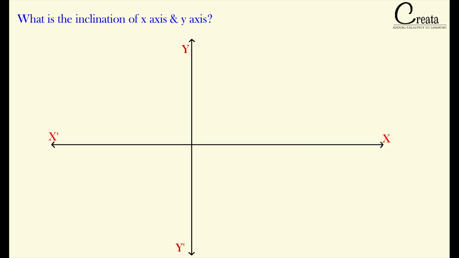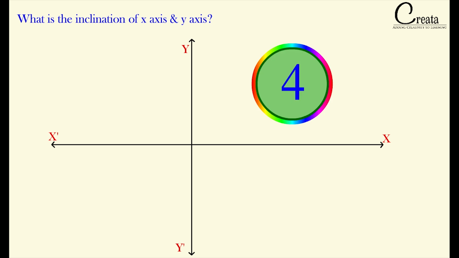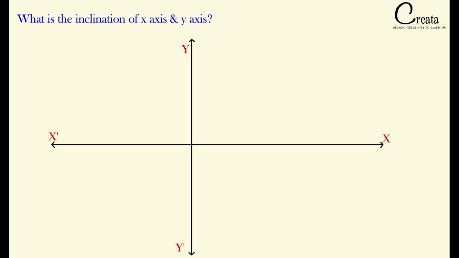Now a small question for you. What is the inclination of x-axis and y-axis? So the answer is that inclination of x-axis is 0 degree and inclination of y-axis is 90 degree. The angle from the x-axis to the x-axis is 0 and the angle from x-axis to y-axis is 90 degree. So this is the answer.